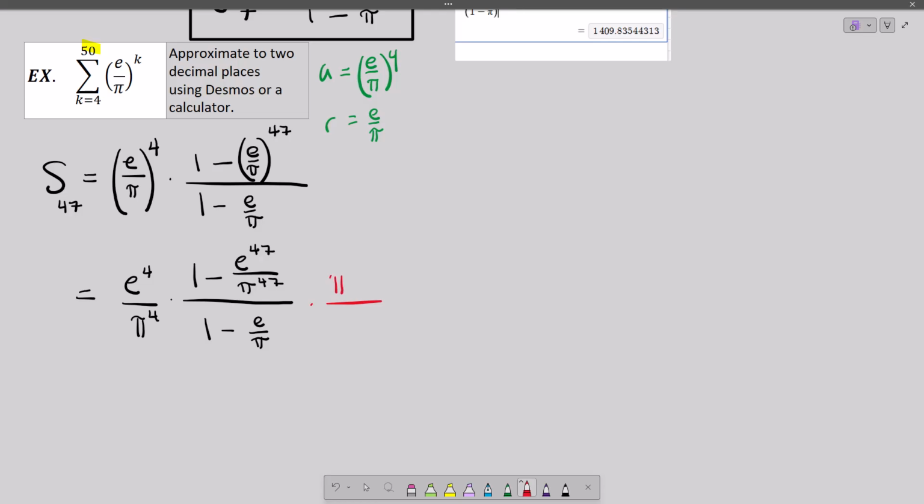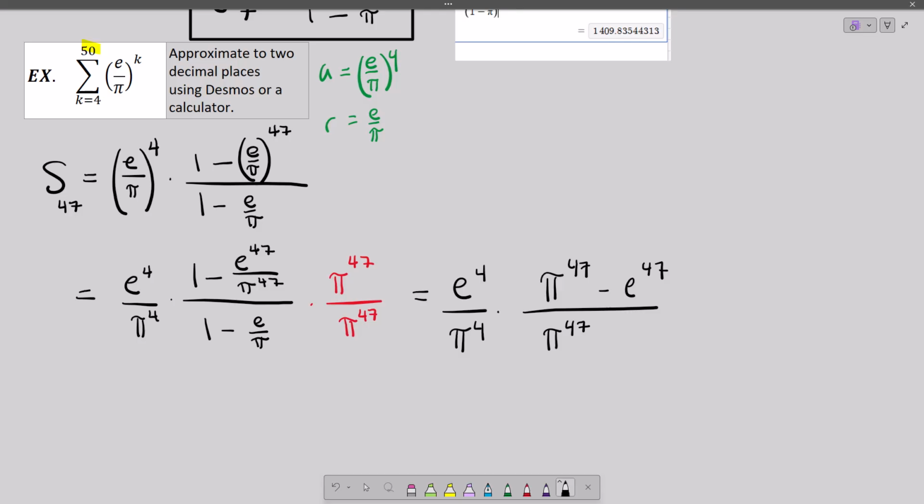We multiply top and bottom by pi to the 47, so we're multiplying by 1 once again. We love multiplying by 1. So e to the 4 over pi to the 4 multiplied by, this is going to be pi to the 47 minus e to the 47, all divided by pi to the 47 minus e times pi to the 46.